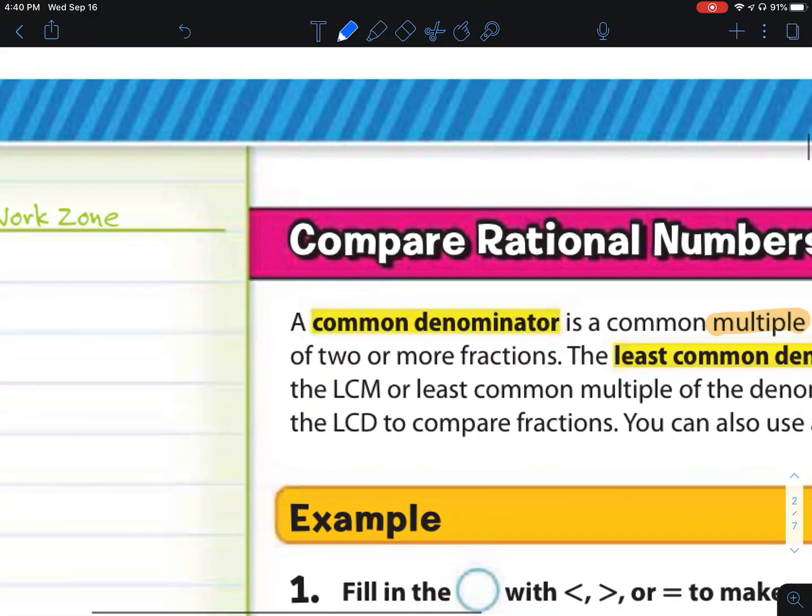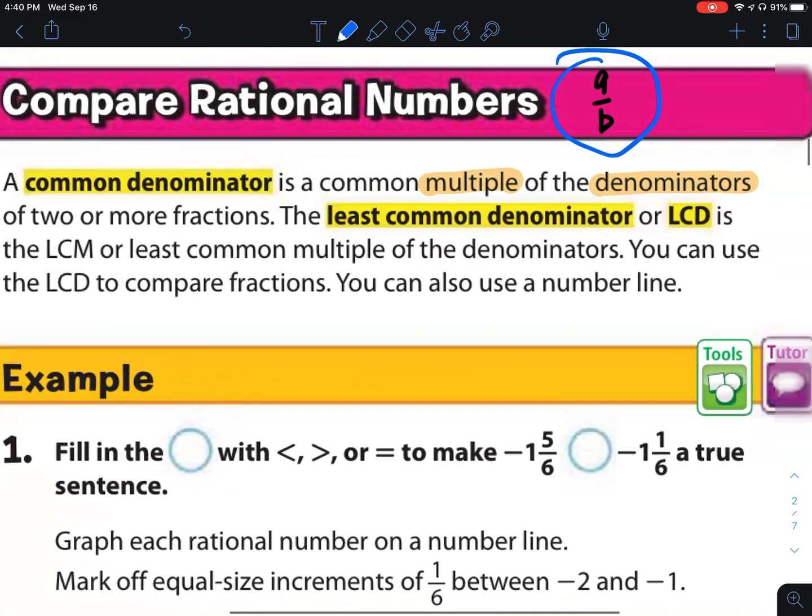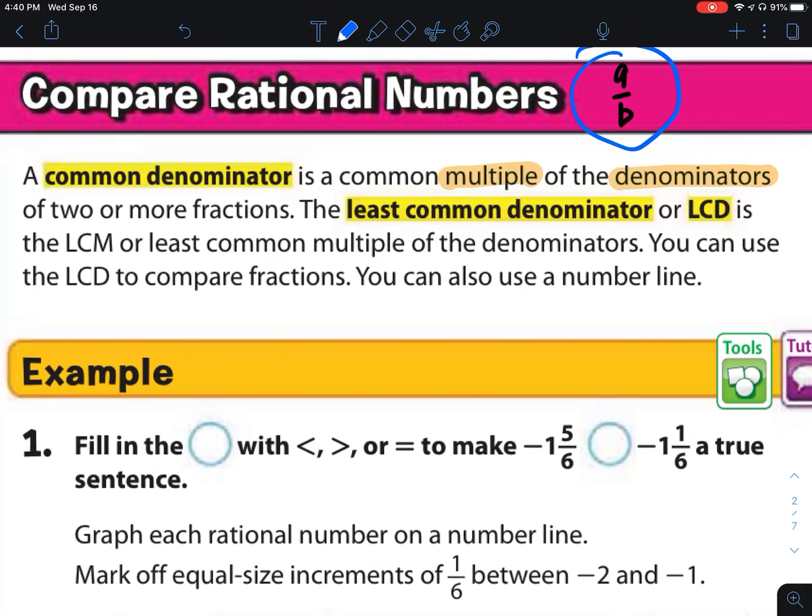Okay, let's move on. Comparing rational numbers. When you compare rational numbers, remember that rational numbers are numbers that can be put into a fraction, such as a over b. But before we start comparing rational numbers, we need to understand two terms: common denominator and least common denominator.